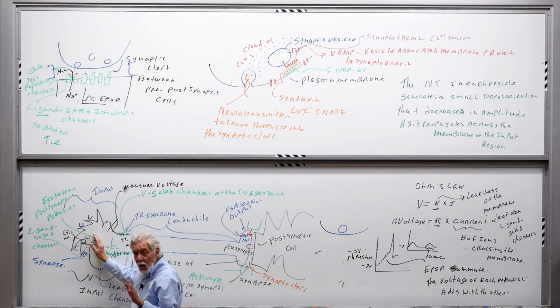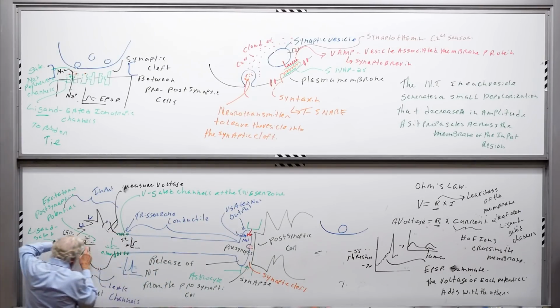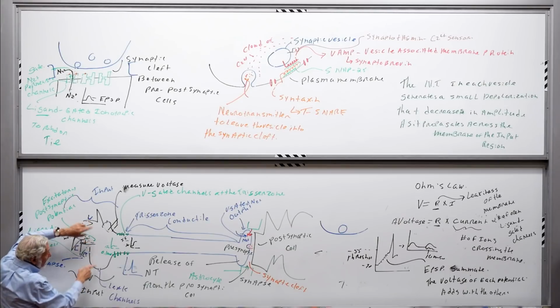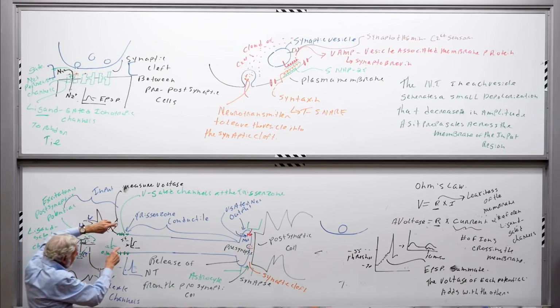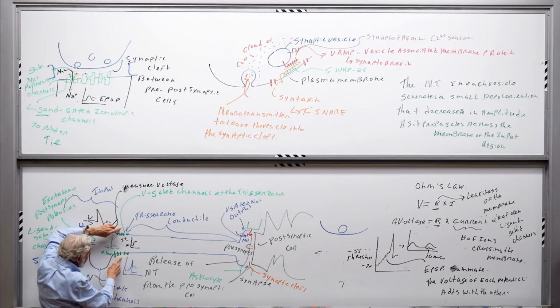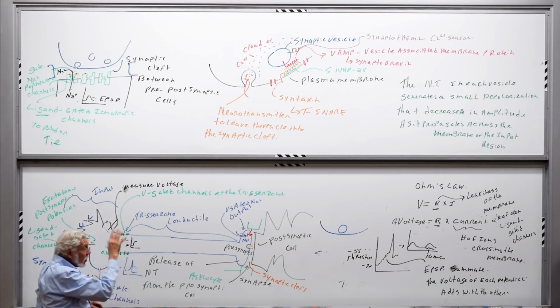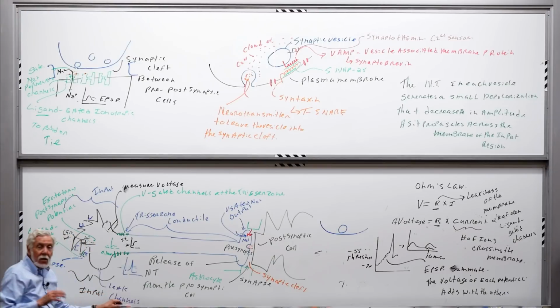For some people that helps. Other people, if it confuses you, let it go. But the point is, these potentials are graded and can be variable over a broad range. Once we get enough positive charge at the trigger zone and open those voltage-gated channels to fire an action potential, that's a stereotyped all or nothing, always the same kind of signal, on or off. Okay? Anything else?